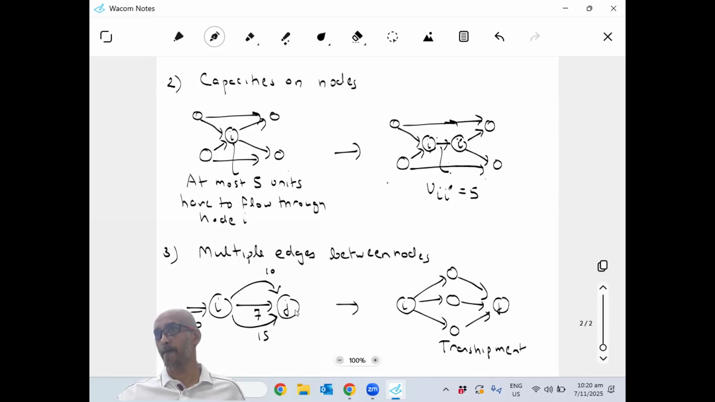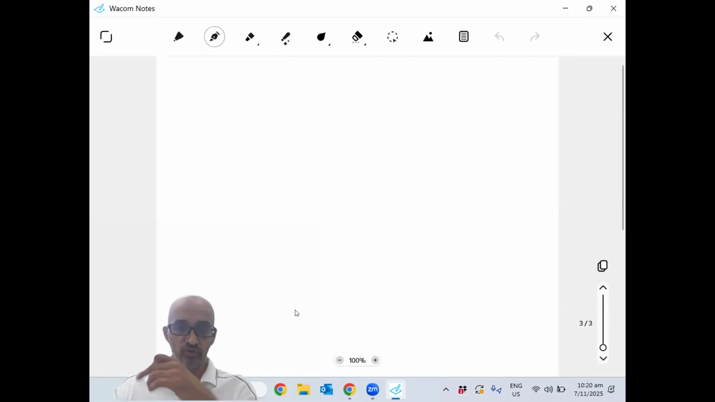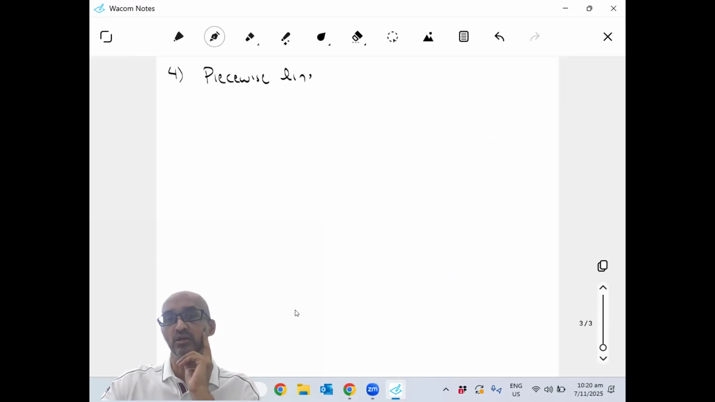Now, the next one: this idea of merging that you're talking about comes up if you have piecewise linear convex costs on links.